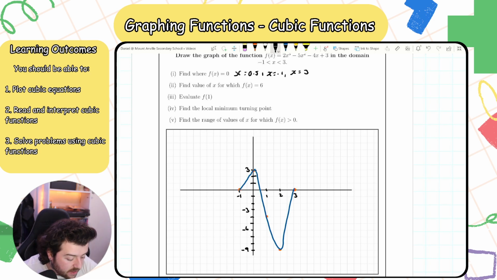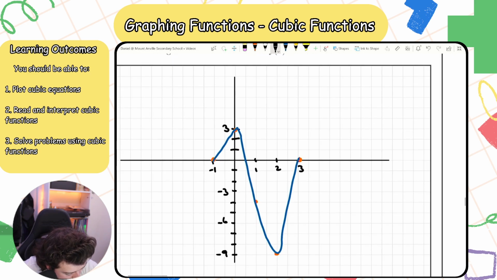Find the value of x for when f of x equals 6. Right? Oh god, we probably have to extend this graph now a little bit. 4, 5, 6. So let's go here. So this is going to be 4, 5. So let's extend the graph off a bit.